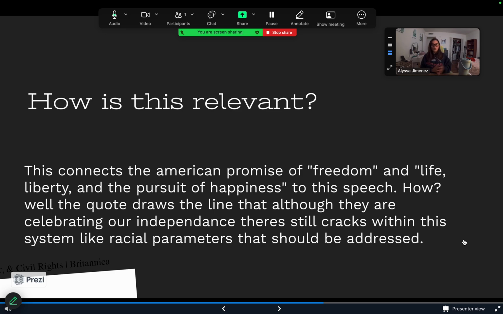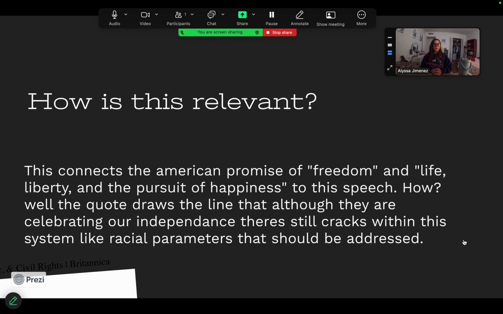I felt that this was relevant because it connected the promise of freedom and life and liberty and the pursuit of happiness that is currently in our Constitution and has been a part of our Constitution for so long, that the quote draws the line of, hey, we're celebrating our independence, but you guys still don't understand that there's not much independence for those on the black side of things, because there's still cracks and racial injustices within that should be addressed and that haven't been addressed.